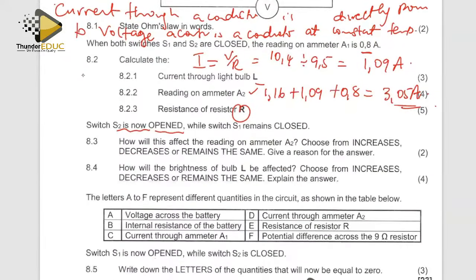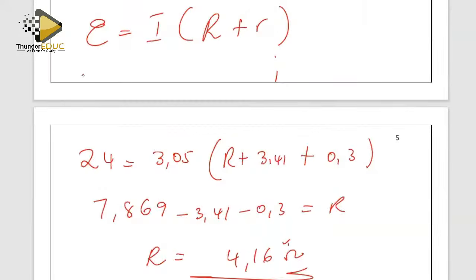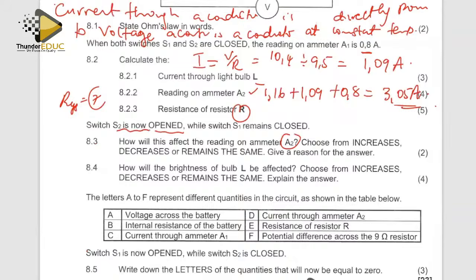Now, if that happens, how will this affect the reading of the A2? So how does the current go via that? So we know that initially when the two switches are closed, our effective resistance is going to be 7, something, because we have this 4, 16. Now we're creating it, so we have 7,8 as our total resistance there. Now, when we remove those two, the resistance is going to increase, okay? When the resistance increases, the current must decrease.